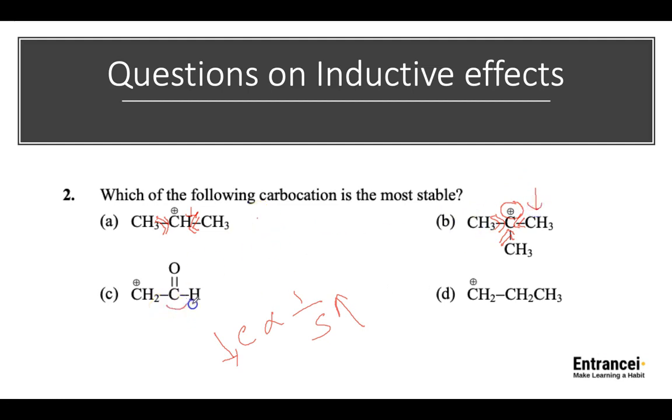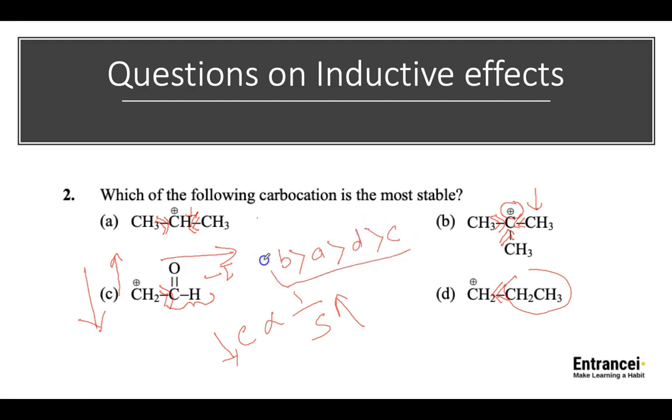But in the C case, this aldehyde group exhibits minus I effect. It withdraws electrons, so the positive charge increases and stability decreases. In the D case, there is an ethyl group which donates electrons. So what will be the correct order? Highest stability will be B, then A, then D, then C. Why is it so?